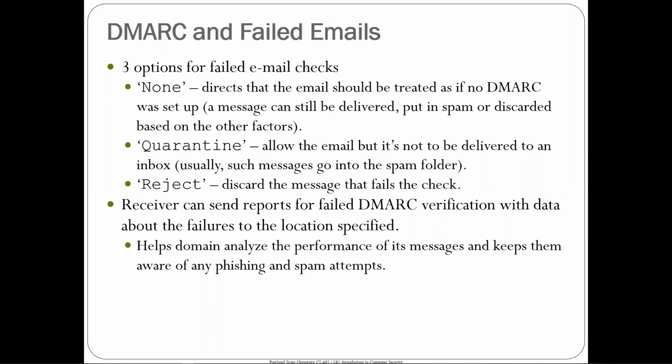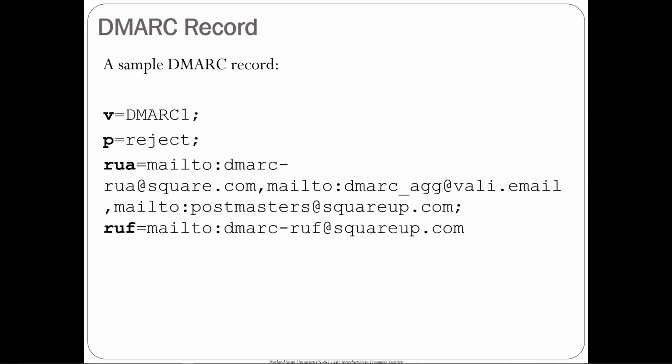And this allows a domain to really analyze what's going on with its domain. So here is an example record. It says DMARC1, I want you to reject messages that don't fit the DKIM or SPF criteria. And then I want you to mail all the summary responses for these rejected messages to these email addresses. And this allows you to get notified for what's going on with your domain.